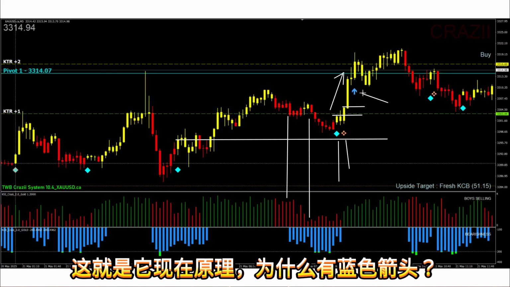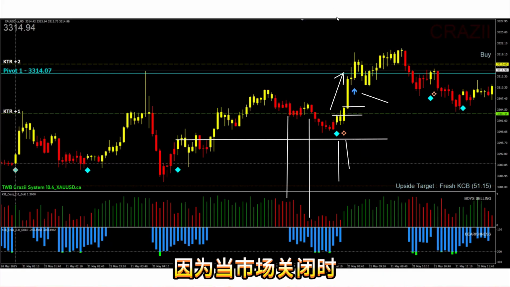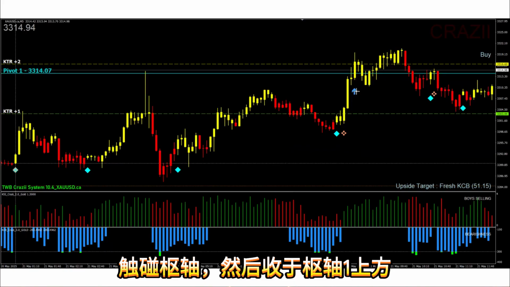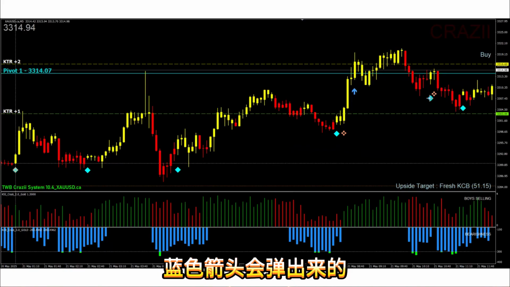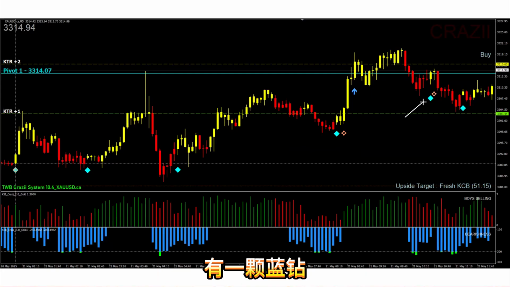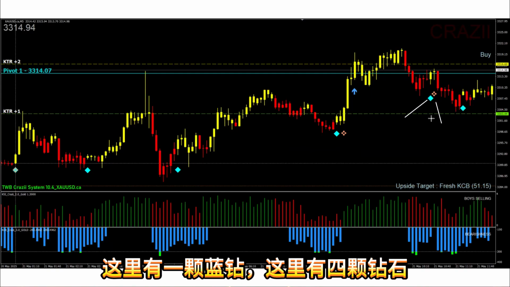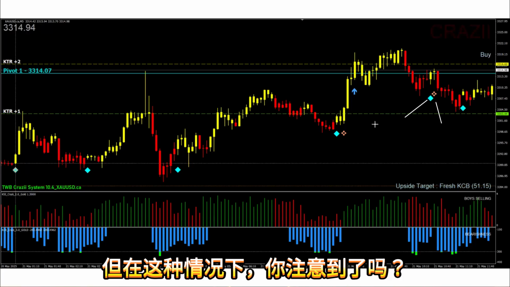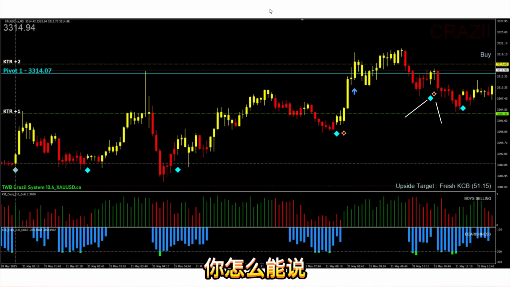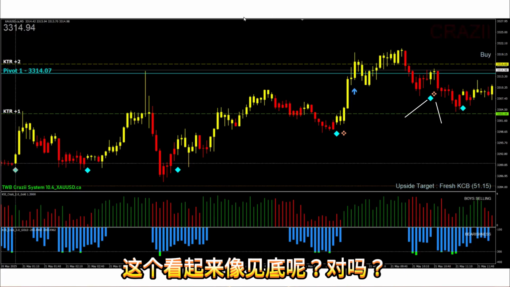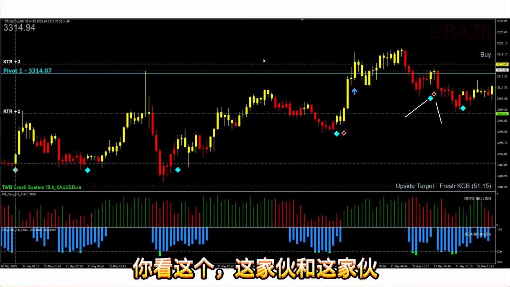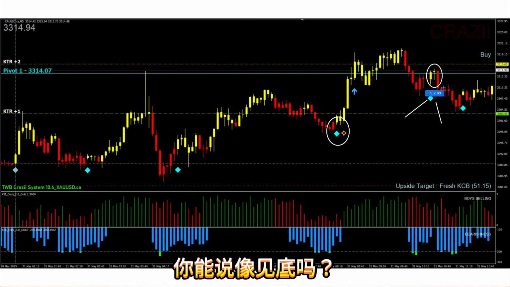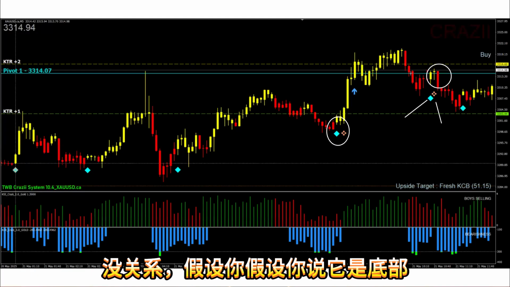Now, why got the blue arrow? I told you before already, because when the market traded the pivot and then closed above pivot 1, the blue arrow will pop up. Okay, so that's how it works. So Kel, there's a blue diamond here and a 4 diamond here. You say market bottom, right? Why did it go down? Usually it's at the bottom, but is this the case itself? Do you notice that? How can you say this looks like the bottom? Correct. You see this one? This guy here and this guy here. Can you look at the bottom? Okay, never mind. Let's say you assume they are bottom.